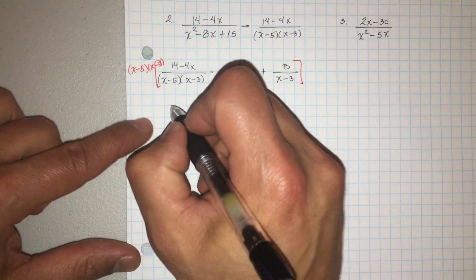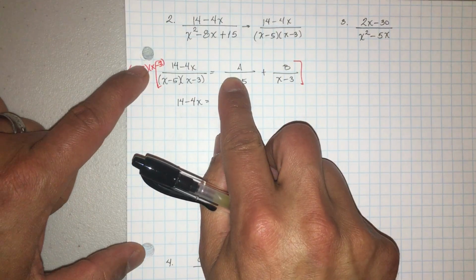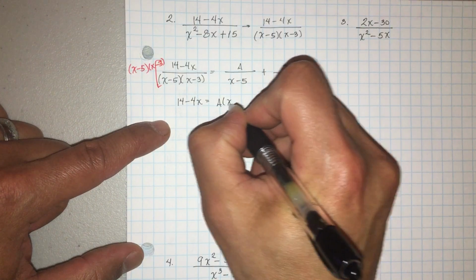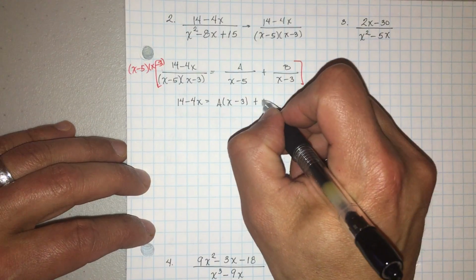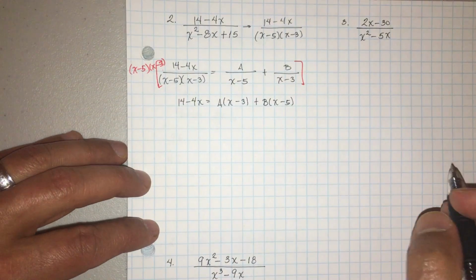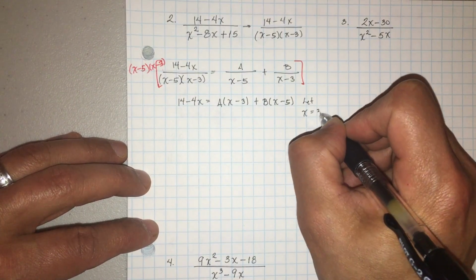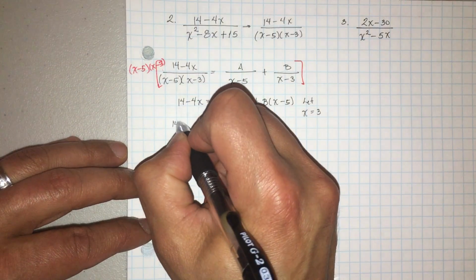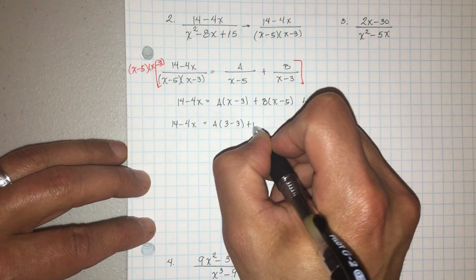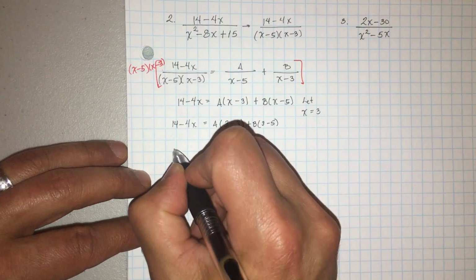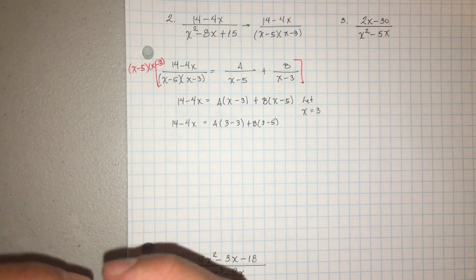If I distribute this, you're just going to be left with 14 minus 4x equals, the x minus 5's cancel. Actually, they don't cancel, they simplify each other out. Plus the x minus 3 simplifies out, and you're left with b times x minus 5. Let x equal positive 3. So we have 14 minus 4x equals a, positive 3, plus b times positive 3 minus 5. I forgot to put a 3 here, didn't I? You can see the a is going to simplify out.